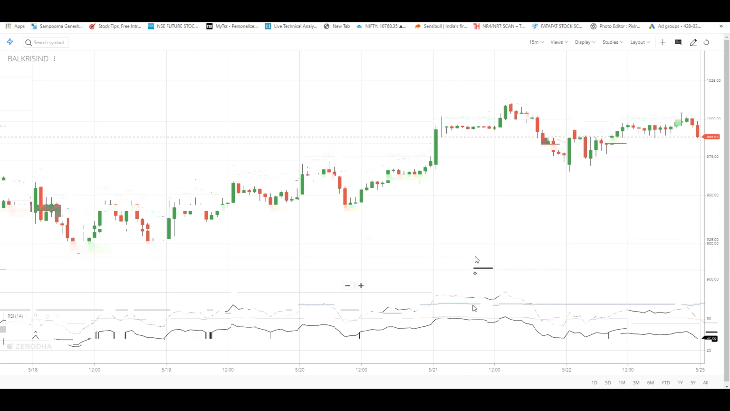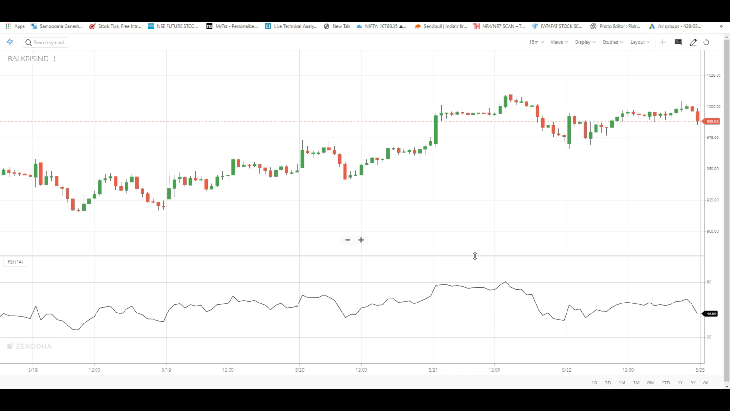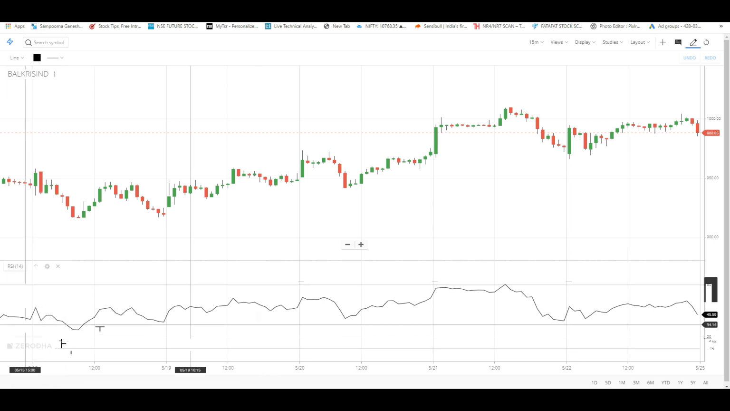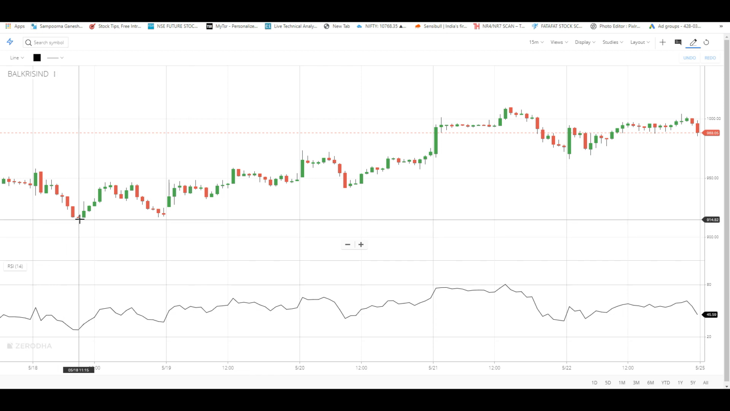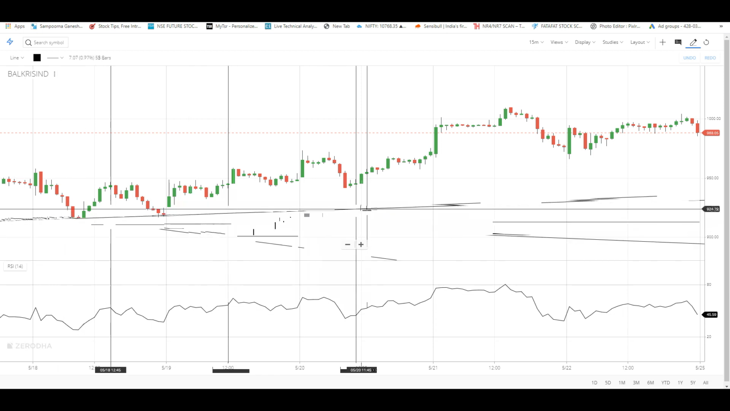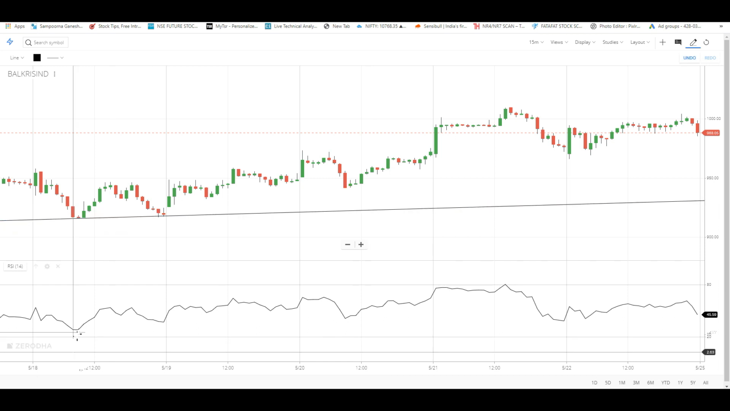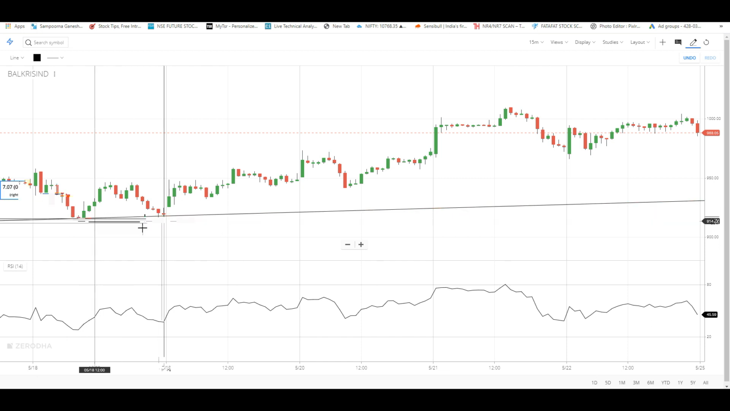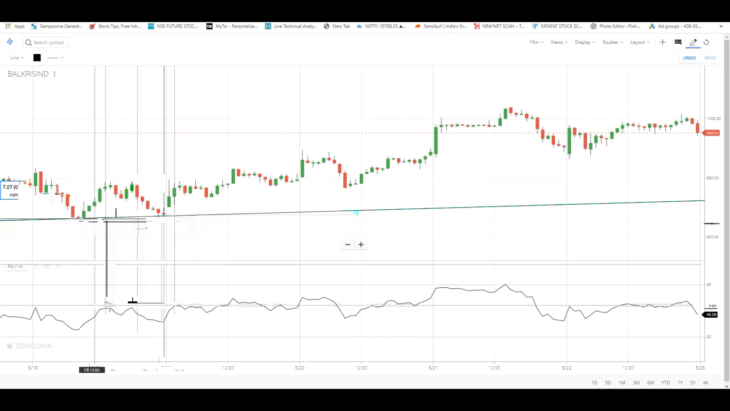Now, support and resistance. If you see, with our price moving up and down, the RSI is also moving up and down, giving us some kind of momentum. If we use these swing highs and swing lows, we might get some support and resistances. Here we found these two swing lows, so I'm marking these swing lows.